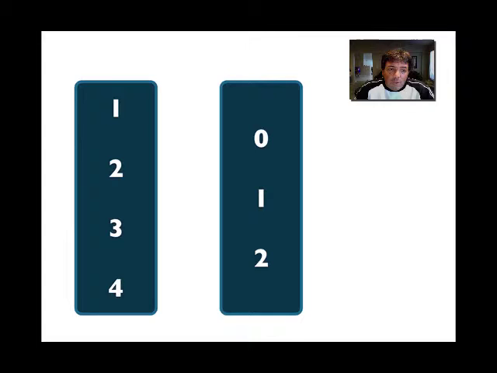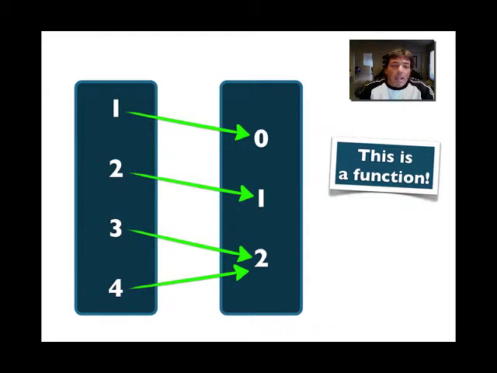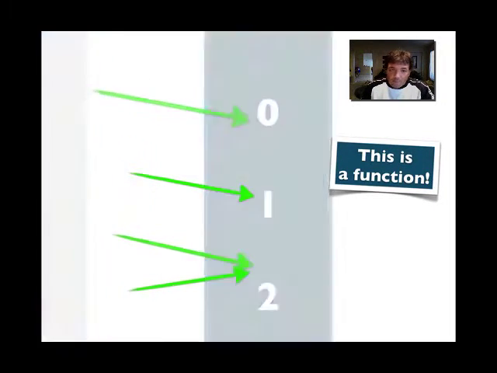So let's take a look. Here's our domain on the left. Here's our range on the right. So 1 is the input and outcome 0. 3 is the input, outcomes 2. 4 is the input, outcomes 2. And 2 is the input, outcomes 1. This is a function because each one of the inputs has exactly and only one output.